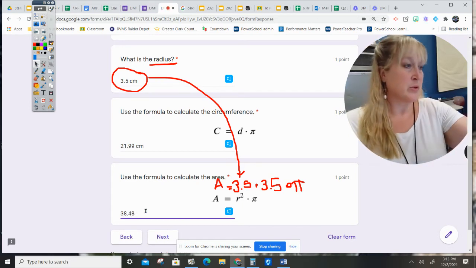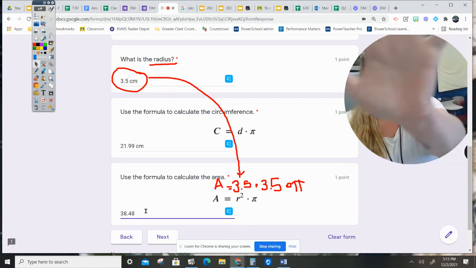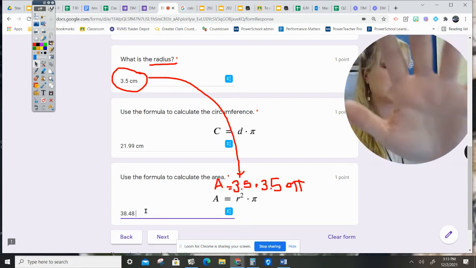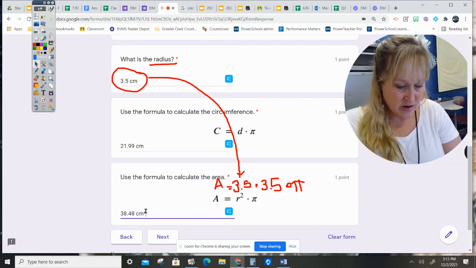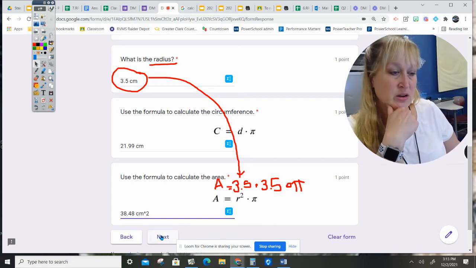And area, remember, takes up the whole space, so it's two-dimensional. So I have to do cm caret 2. It's centimeters squared. Hit next.